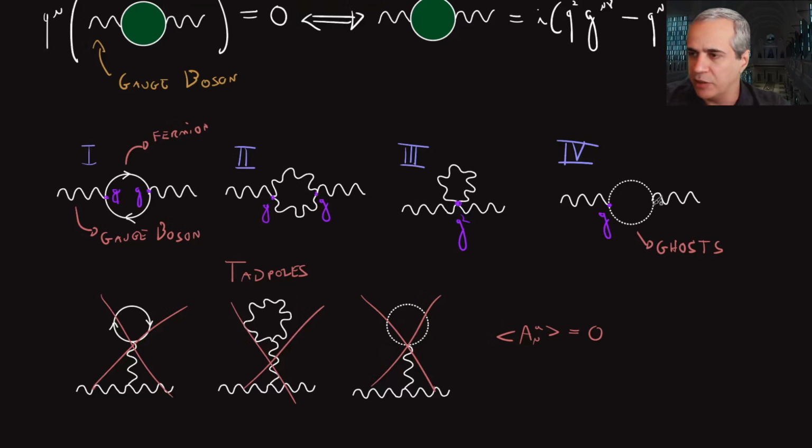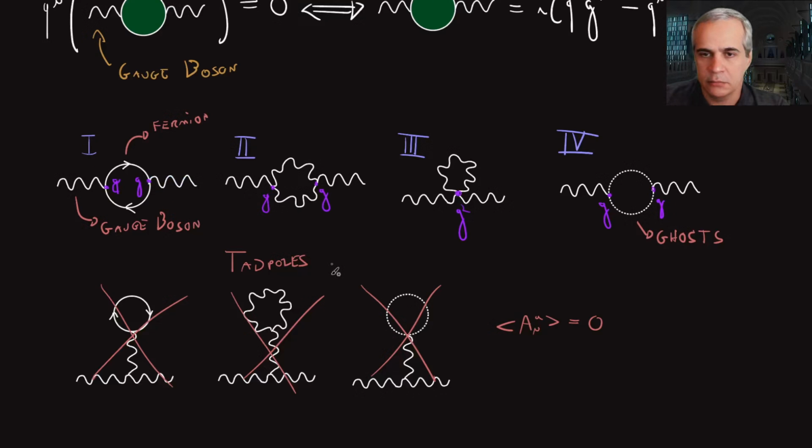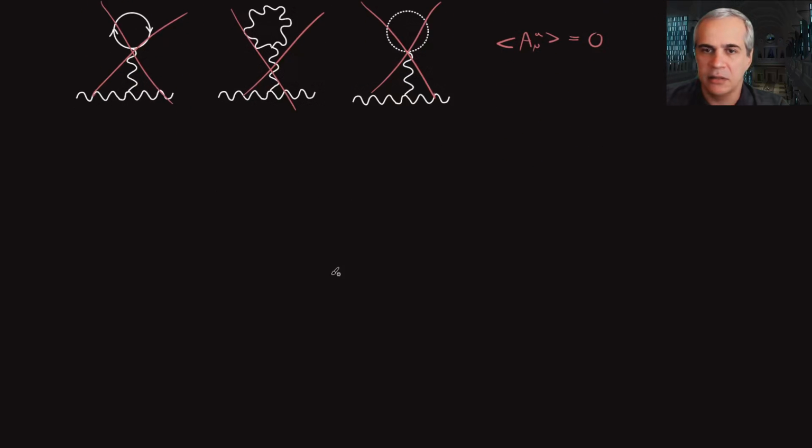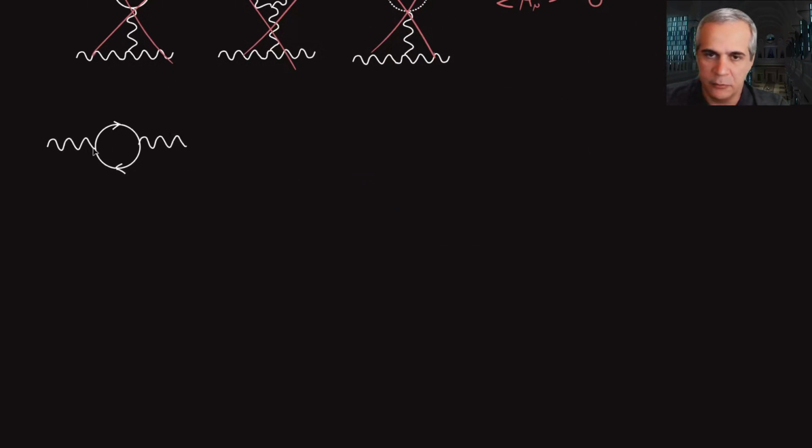And the same is true here. These vertices are all proportional to g with the exception of this one, and so it's all at the same order. So let's start with this guy, and let me paste it down here. This diagram is very similar to the one we calculated in QED, almost the same actually, because the gauge bosons, which are outside, do not contribute to the loop. This is essentially just a loop of fermions, which I'll have to calculate.